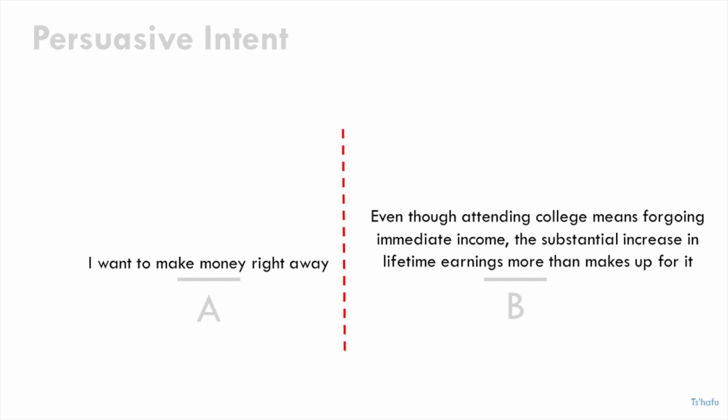Even though attending college means foregoing immediate income, the substantial increase in lifetime earnings more than makes up for it. What have we done here? Well, first of all, by saying the first part, even though attending college means foregoing immediate income, we are explicitly acknowledging our audience's concern. Right? We're acknowledging it. And then secondly, we say that the substantial increase in lifetime earnings more than makes up for it.